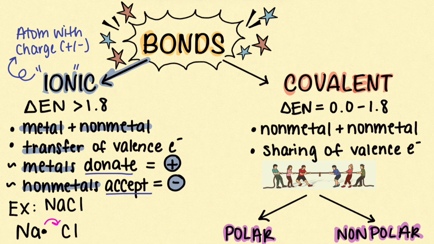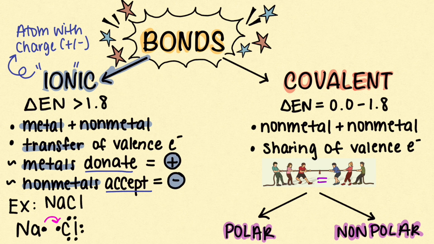Chlorine, meanwhile, is in group 7A. You see, it already has 7 valence electrons and only needs one more. So when sodium donates its one electron, chlorine happily accepts it. And now both of them achieve a full octet. And when this happens, sodium becomes Na+ and chlorine becomes Cl-. And remember, opposite charges attract, and that attraction forms the ionic bond.